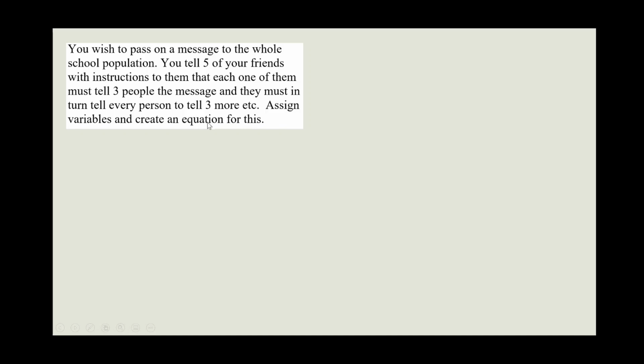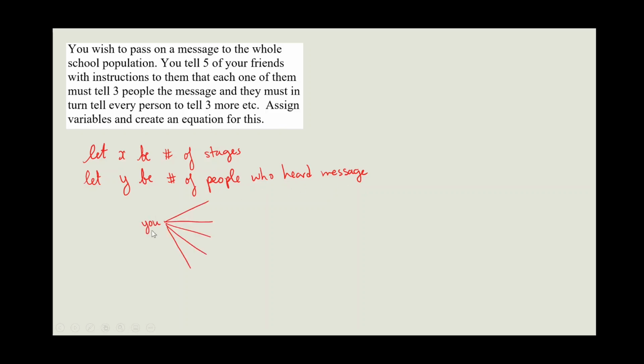When we create an equation, we also need to say let statements. So this assign variables means we need to do let statements. So to do the let statements, the independent variable would be the number of stages. Like every iteration, somebody is telling the next set of people. Let y be number of people who heard the message. And so you're the one who's going to start this off by telling 5 people. So this line represents the 5 people that you relayed the message to.